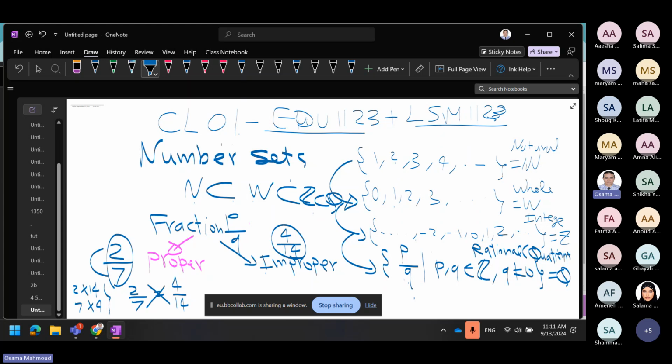Okay, what about this one? If I write 7 over 2, we call it a mixed fraction, right? Because this one can be written as 3 and a half. So 3 is an integer, and a half is a proper fraction. So this is mixed. Now we know how to distinguish between fractions or rational numbers: proper fraction, improper fraction, and the mixed number.